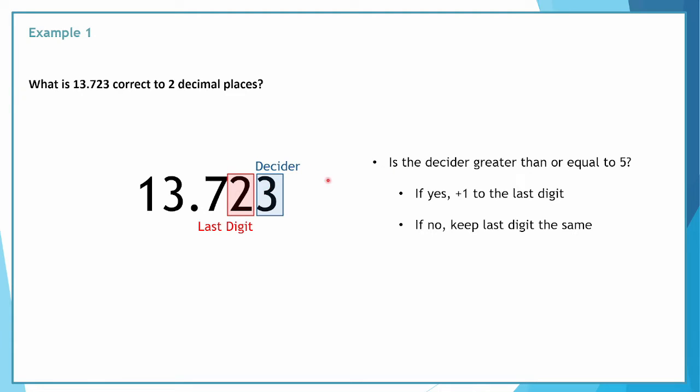So what are they used for? You'll see in the example that we use next, our last digit is the last number that appears in our answer. And the decider is used to figure out whether this number moves up or moves down. So in this case, whether this number goes up to 3 or whether it will stay the same as 2. The way that we decide that is we look at our decider and see if it's greater than or equal to 5. If it's greater than or equal to 5, then in this case, this 2 becomes 3. And if it's less than 5, as it is here, so this 3 is less than 5, this 2 will stay the same. So let's actually go through the example now and get our answer.